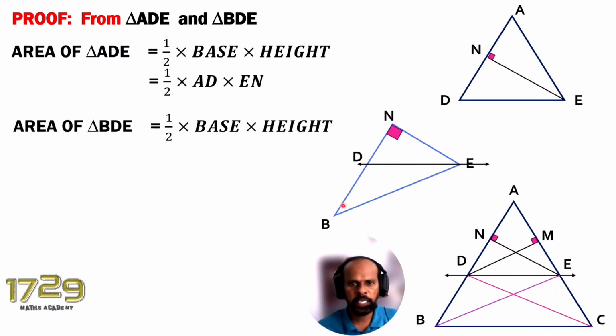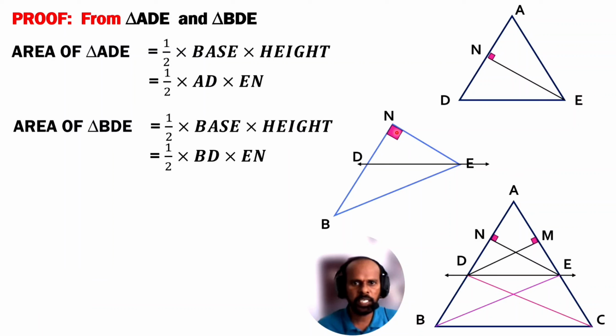BDE is actually an obtuse angle triangle. When it is an obtuse angle triangle, to get its perpendicular height you have to extend the base like this, then only the height will be formed. So now the base becomes DB, since we are taking triangle BDE, the base becomes BD and the height is EN. This EN is the perpendicular height, which is a common side to both triangles as we are comparing.